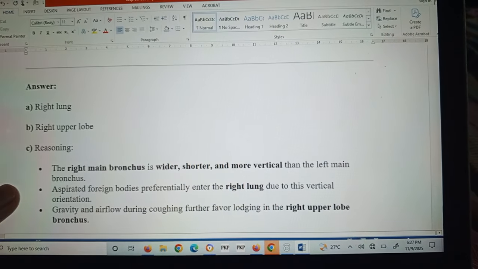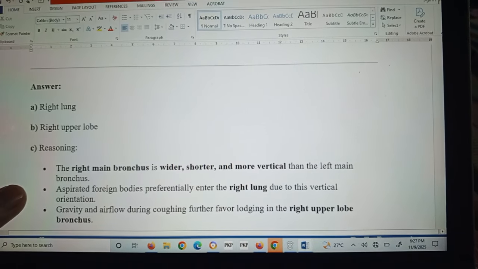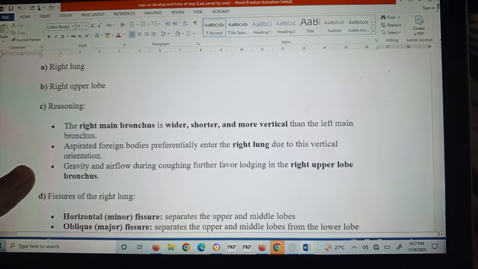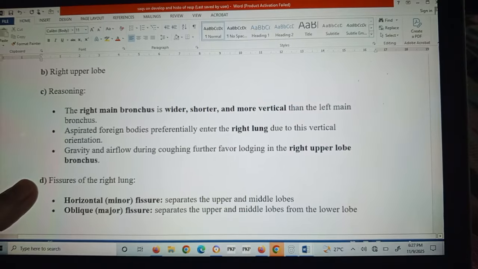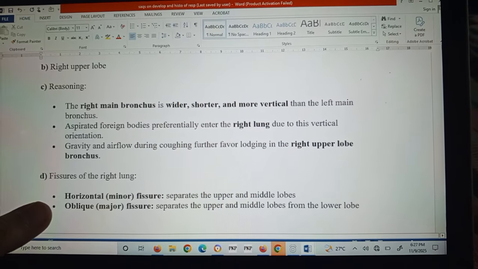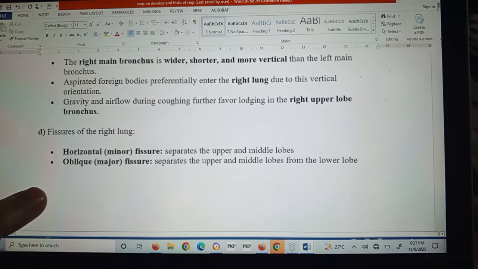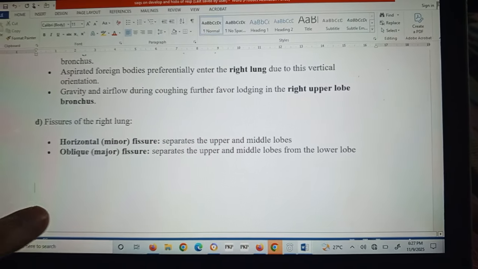The right main bronchus; the answer to number one is the right lung. It is the right upper lobe. Reason: the right main bronchus is wider, shorter, and more vertical than the left main bronchus. Aspirated foreign bodies preferentially enter the right lung due to its vertical orientation. Gravity and airflow during coughing further favor lodging in the right upper lobe bronchus.